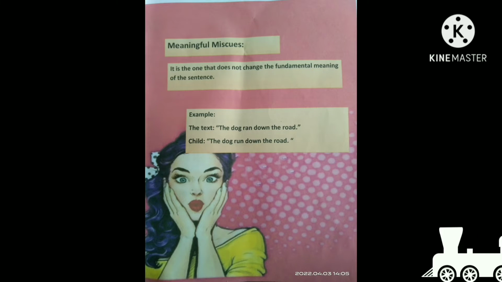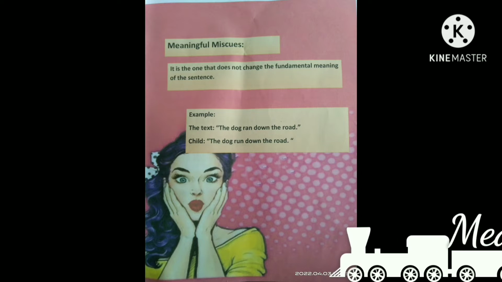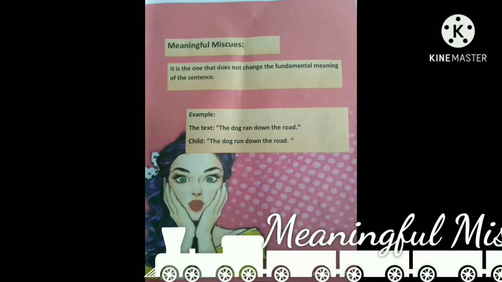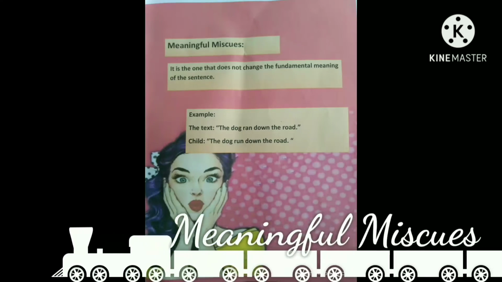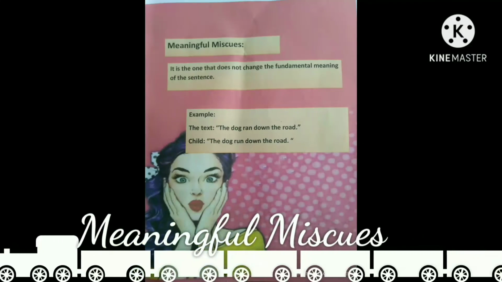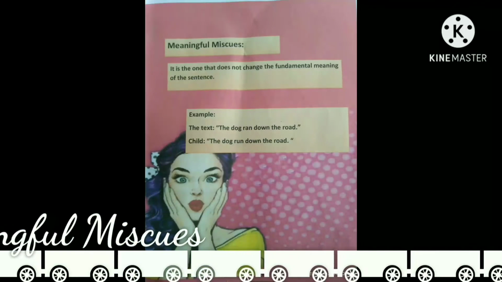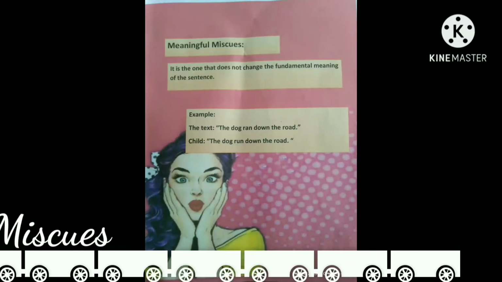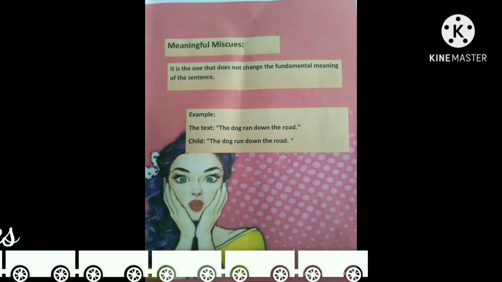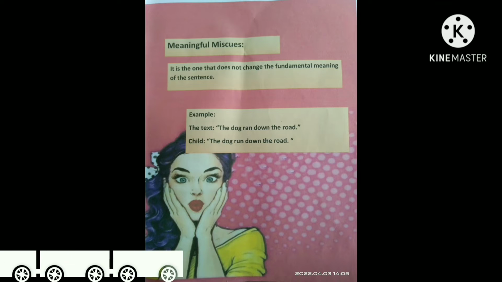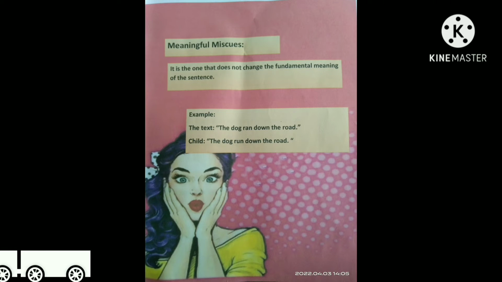Meaningful miscues. It is the one that does not change the fundamental meaning of the sentence. Example, the text: the dog ran down the road. The child will read it, the dog ran down the road. This tells us the student is using context and background knowledge to create meaning with print. This is a mature reading behavior.